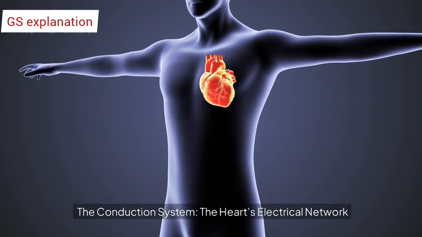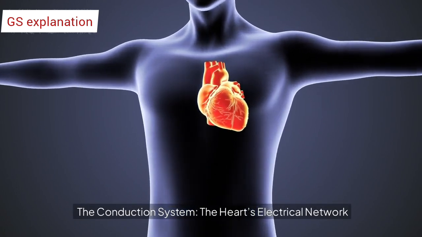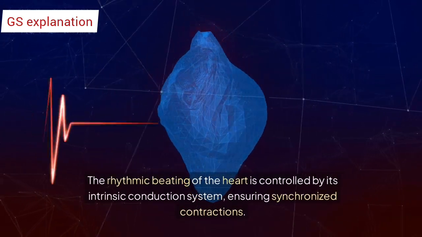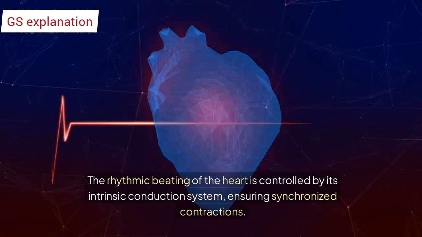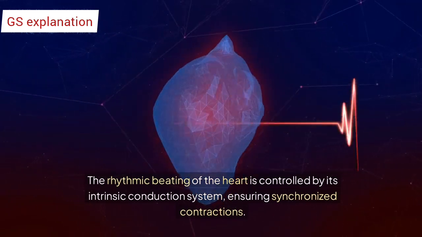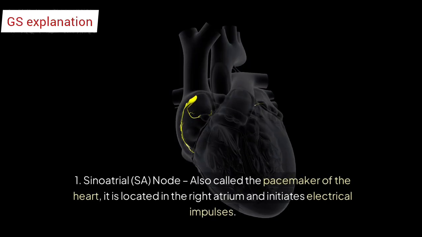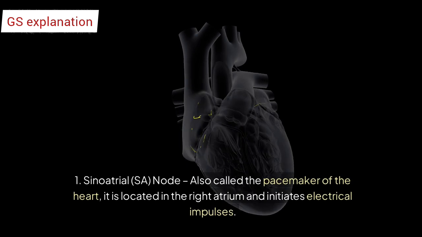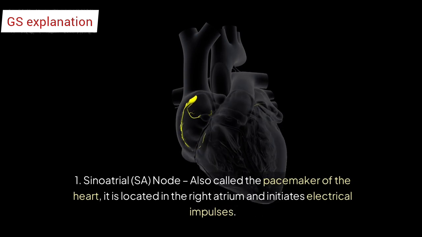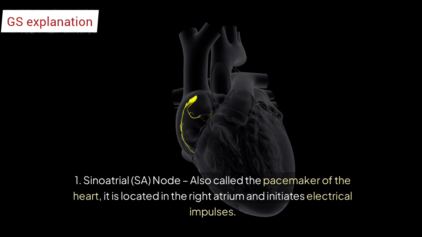The conduction system, the heart's electrical network. The rhythmic beating of the heart is controlled by its intrinsic conduction system, ensuring synchronized contractions. 1. Sinoatrial (SA) node, also called the pacemaker of the heart. It is located in the right atrium and initiates electrical impulses.